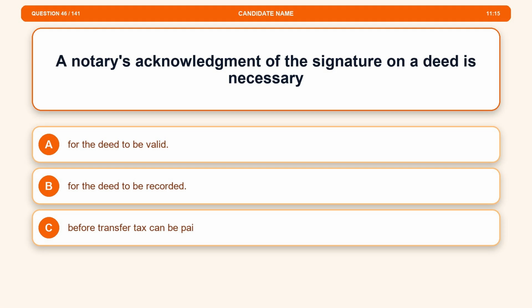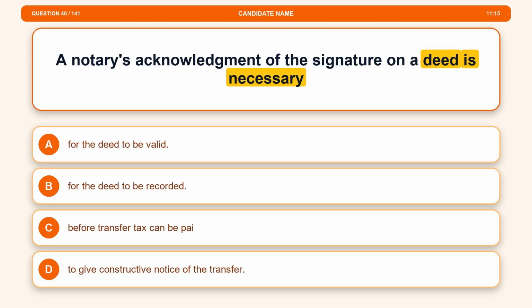Question 46. A notary's acknowledgement of the signature on a deed is necessary. Option A, for the deed to be valid. Option B, for the deed to be recorded. Option C, before transfer tax can be paid. Option D, to give constructive notice of the transfer.